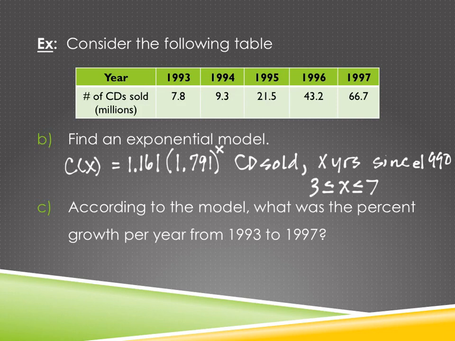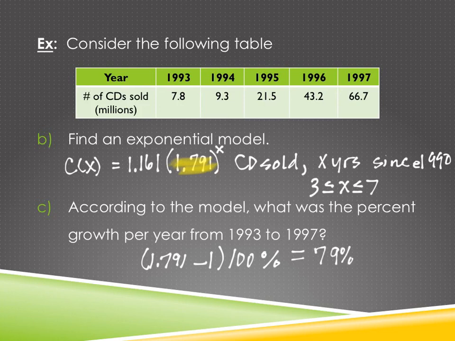Part C says, according to the model, what is the percent growth, the percent change? Well, it's that B value right there. So we take the 1.791, subtract 1, and multiply by 100. And if we do that, we will get that it is 79% per year. Does that make sense?